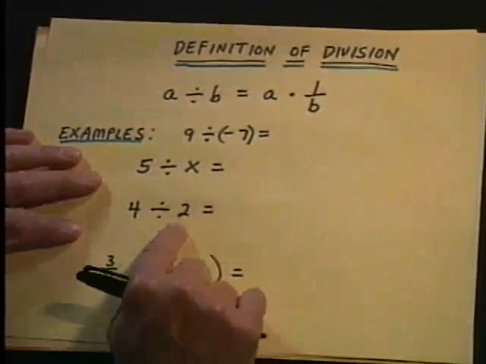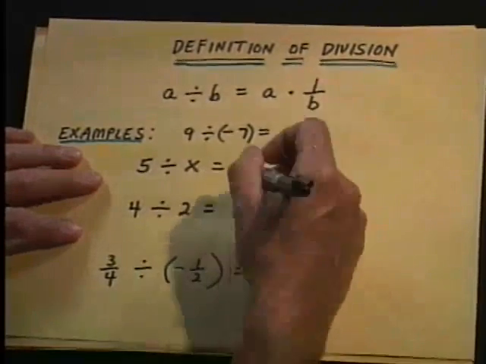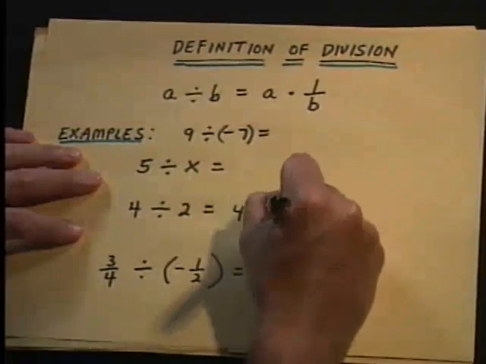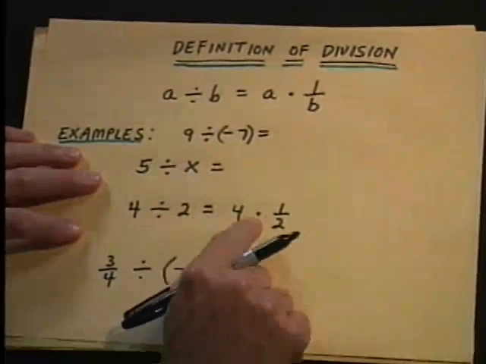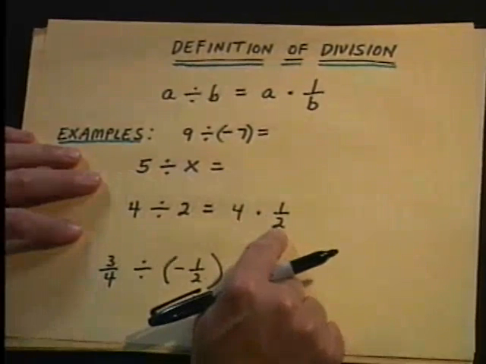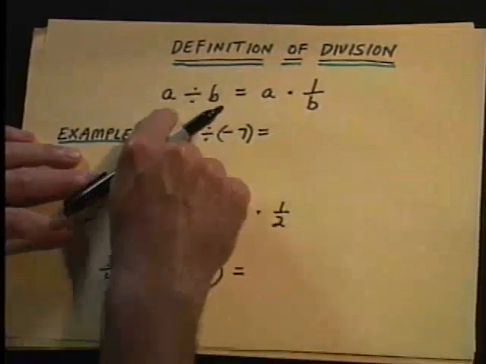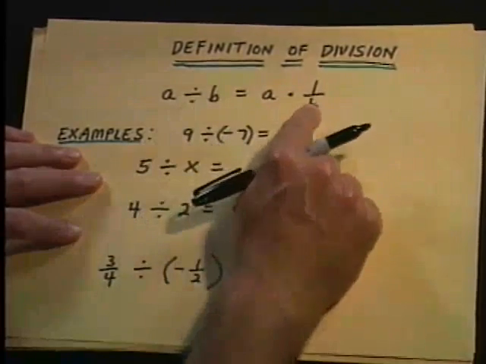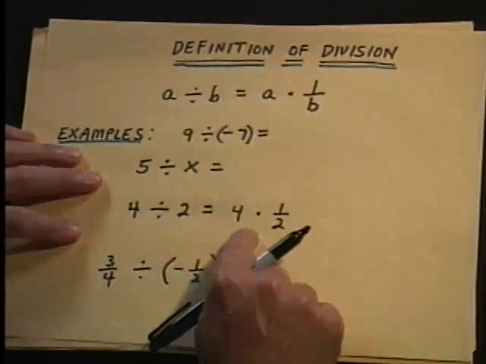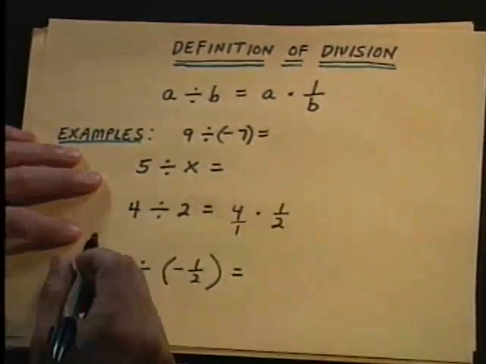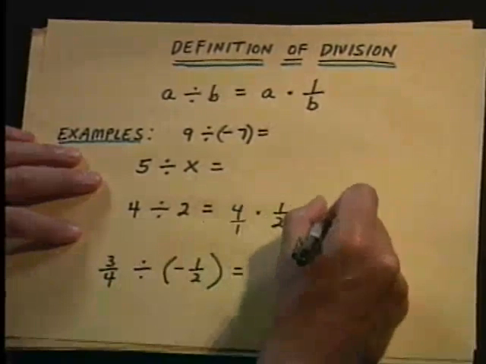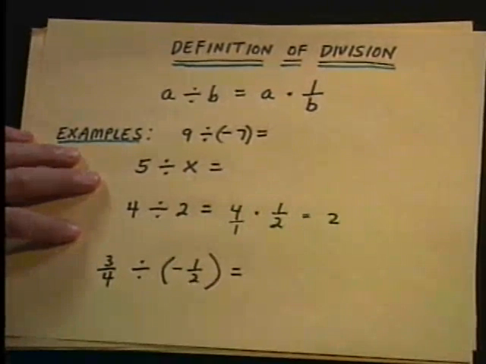But we could also rewrite this division using the definition of division as 4 times the reciprocal of 2, which is 1/2. So really, when you divide something, you're multiplying by the reciprocal. And notice that 4 times 1/2, if you want to make that a fraction, you can do the chop there, and you will still get 2 over 1, or 2.